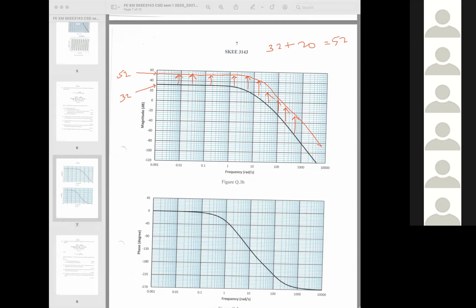And then part D. Besides the objective in C, the system is also required to operate with an overshoot of 10%. Design the lag compensator.